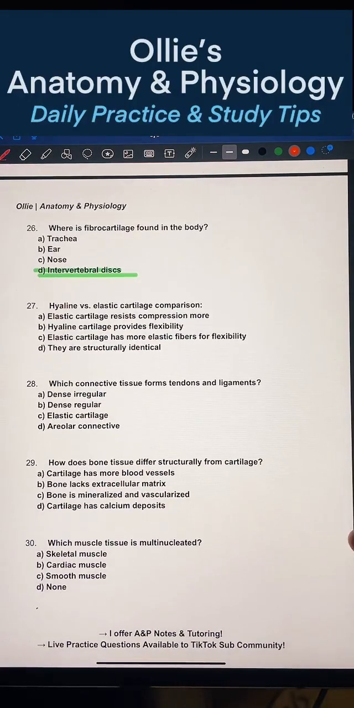Number 27, hyaline versus elastic cartilage. What is the comparison here? A, B, C, or D? What is true about these in comparison to one another? A, B, C, or D?